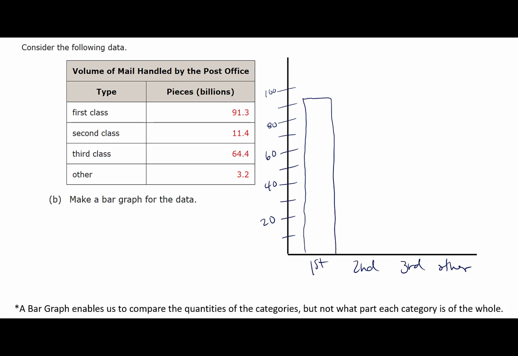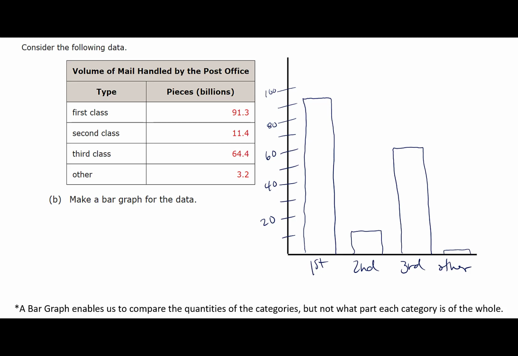Second class is 11.4. Remember, bar graphs do have an empty space in between. The bars should be the same width across, and the spaces should be the same width across. Third class goes up here to 64, so we're going to go up right about there, and then other is 3.2, which is going to be really, really small.